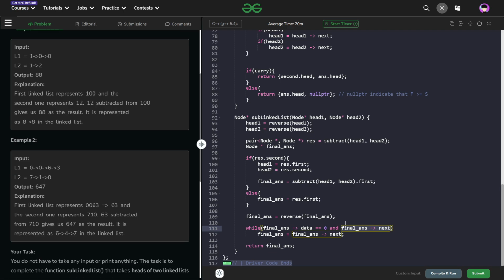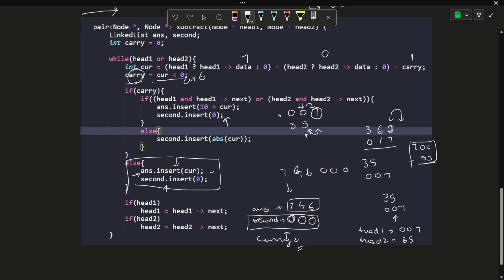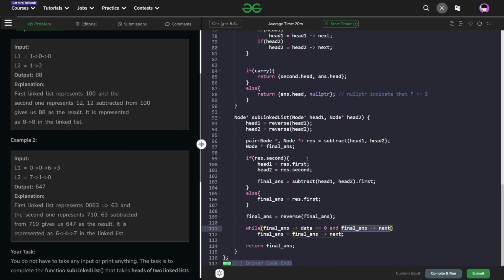So why is this condition important? Because it is very well possible that I get several zeros after it. So when I reverse it, it is going to be 000647. Now I don't need the beginning zeros. So I just remove all of them, right, and just return 647.